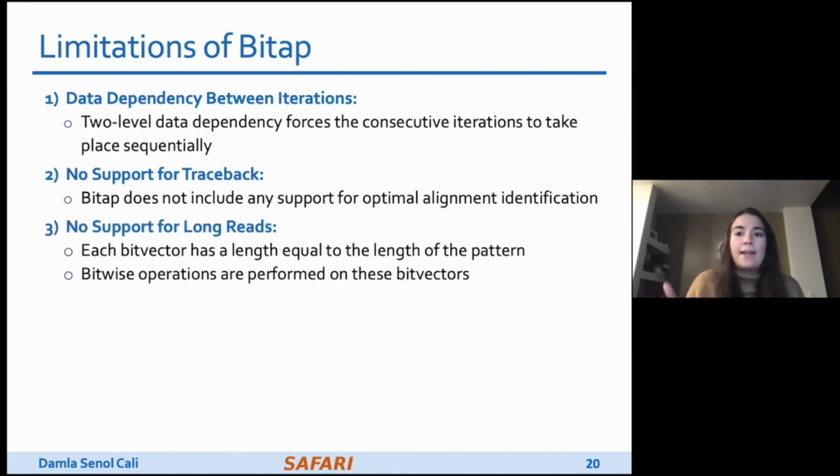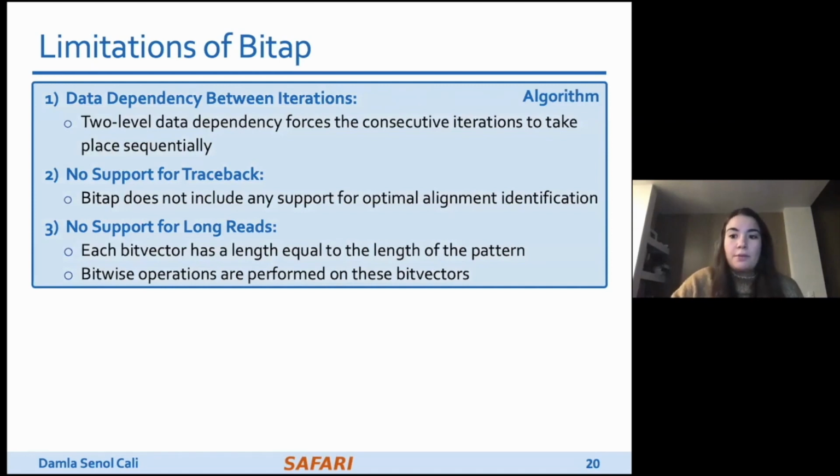And in Bitap, the query length, so read length, is limited by the word size of the machine running the algorithm, because each bit vector has a length equal to the length of the pattern or read, and we perform the bitwise operations on these bit vectors. So the algorithm doesn't support long reads whose lengths are on the order of thousands to millions of base pairs, because the word size is limiting us. And these are the algorithmic limitations of the Bitap algorithm.